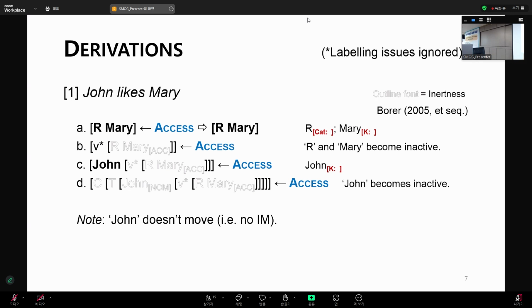So notice that at any point of the derivation, I didn't talk about internal merge at all. So actually here, John does not move to the specifier position of T. I'm going to talk about this in more detail on the next slide.